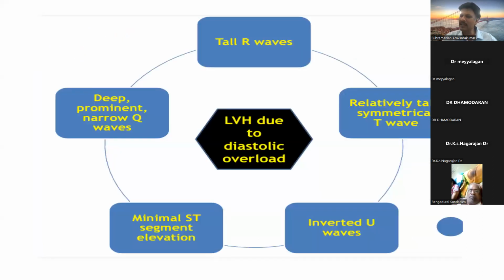So diastolic overload. These are all things present in systolic overload. Is there any difference in diastolic overload? See, the tall R wave will be there, whether it is systole or diastole, because the impulse travels through a longer distance. Here in systolic overload there was an attenuation of Q wave, a subtle Q wave. Here, there will be a deep prominent Q wave, narrow Q waves in V5, V6. And a relatively symmetrical tall T wave, but it is upright. Because the T wave is upright, you find inverted U waves. Minimal ST segment elevation may be there.